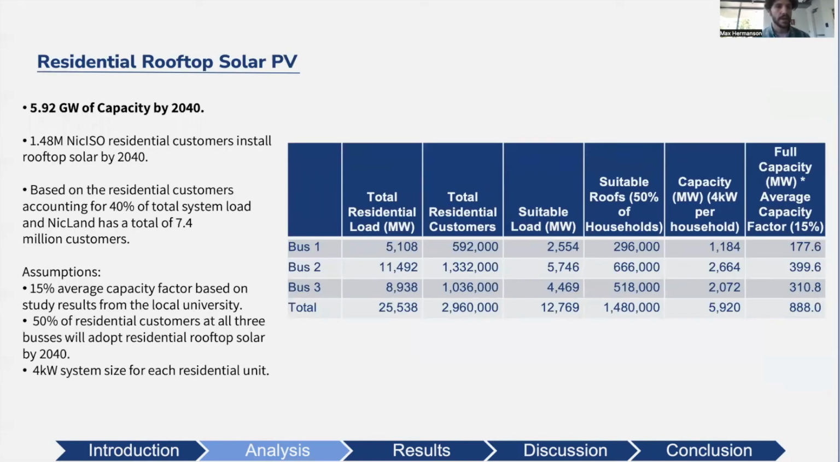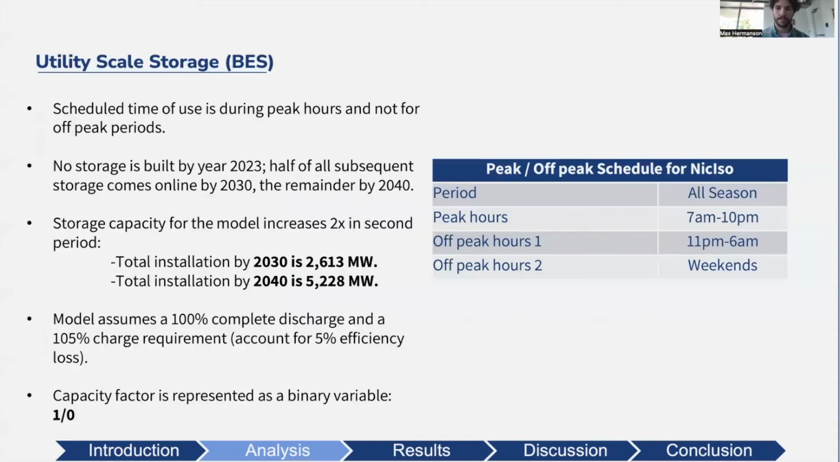Finally, for rooftop solar, about 5.9 gigawatts of capacity by 2040. We assume 1.48 million NICISO customers choose to install rooftop solar by that period. Based on our analysis of available residential consumers, it's about 40% of total system load. We have a total of 7.4 million customers. Assumptions for rooftop solar: about 15% average capacity factor, 50% of customers actually adopt rooftop solar, and average system size about 4 kilowatts for each roof.